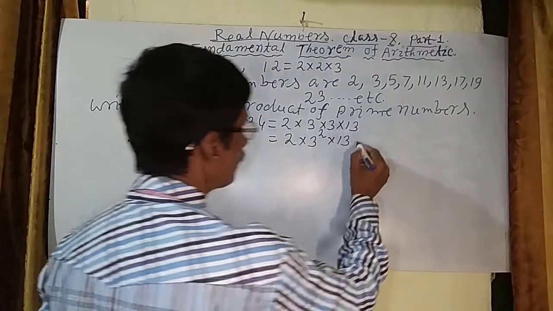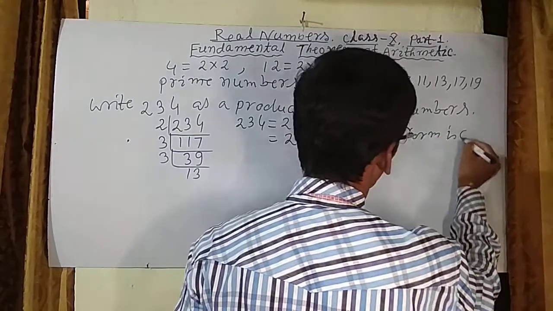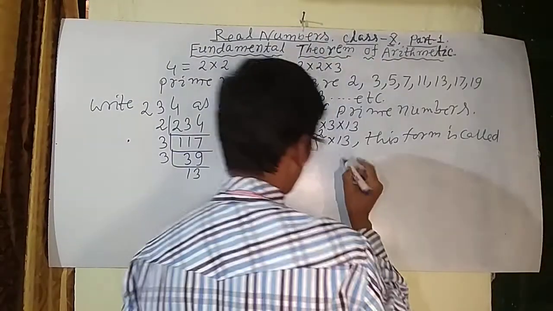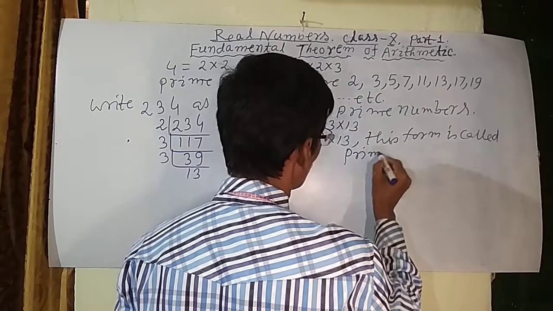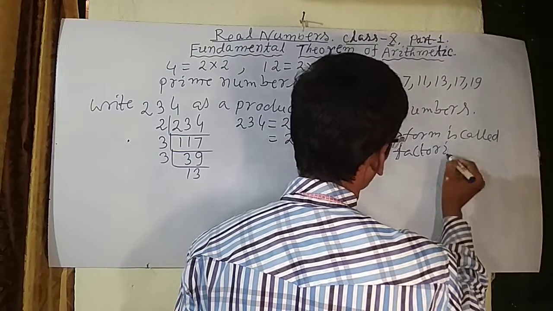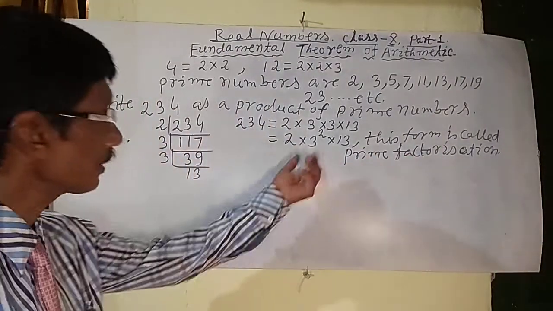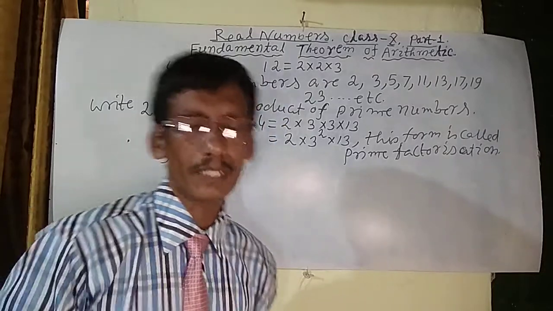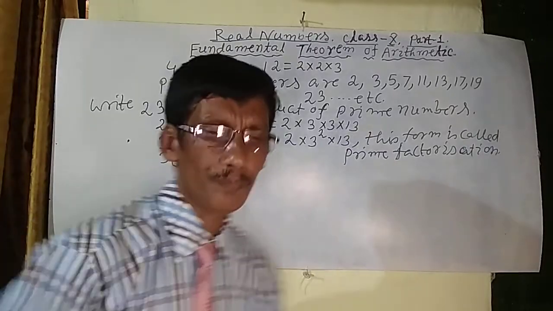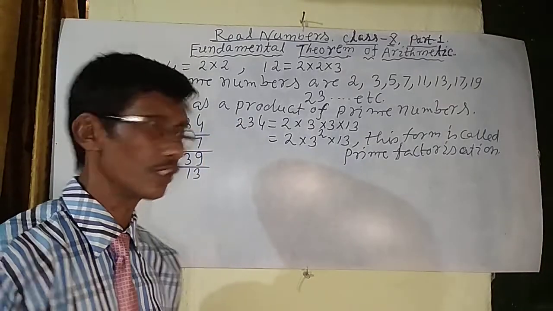This form is called prime factorization. Prime factorization. Okay, so I think everybody can do the prime factorization of any number. This number will be a composite number. This is not a prime number.